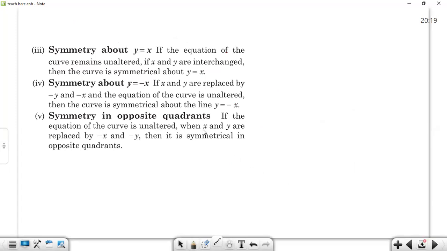So if you interchange x for minus of x and y for minus of y, then the given function and the given curve is symmetrical in opposite quadrants. Let us look at the examples straight away to understand.